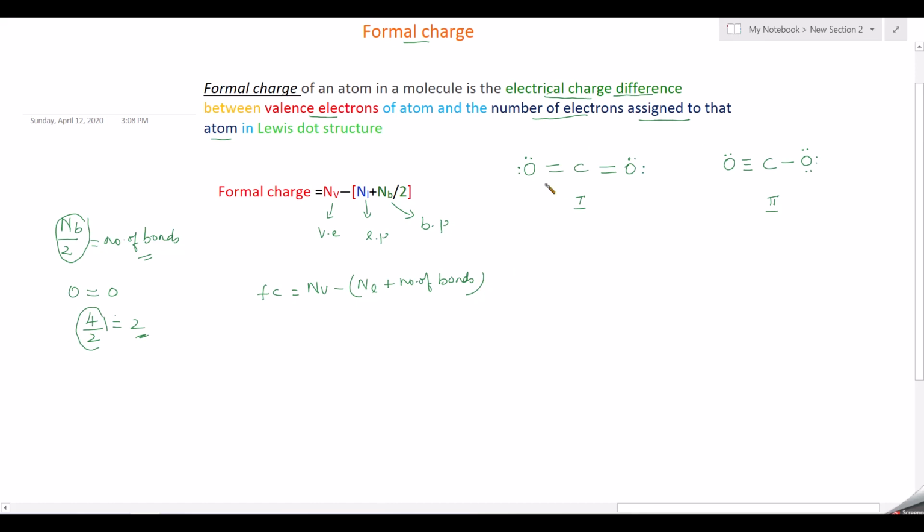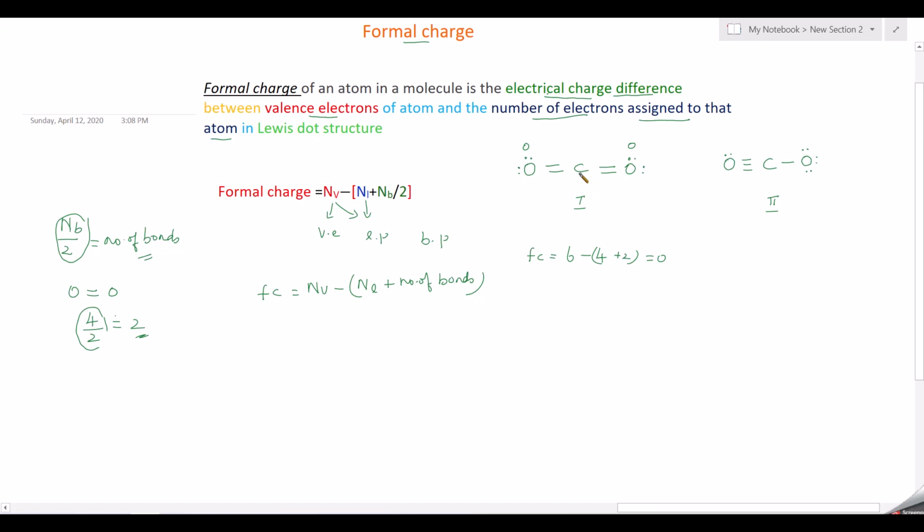So first you take this oxygen. The formal charge for this oxygen will be equal to the valence electrons of oxygen, 6, minus lone pair electrons, here it is 4. Then the number of bonds, 2 bonds are connected to this oxygen, so plus 2. So that will be equal to 0. So for both the oxygen atoms you will be getting 0. So you can write the formal charge as 0, here also 0.